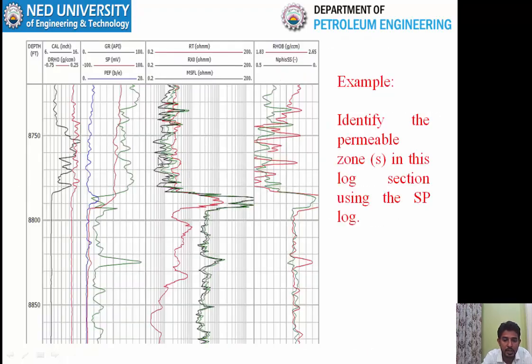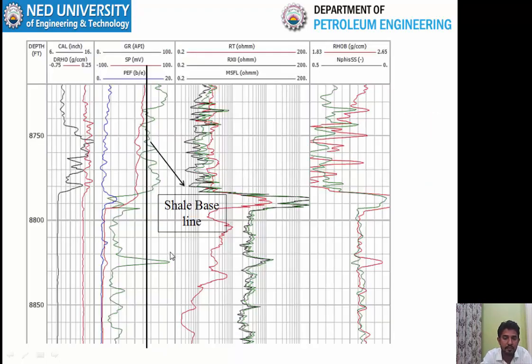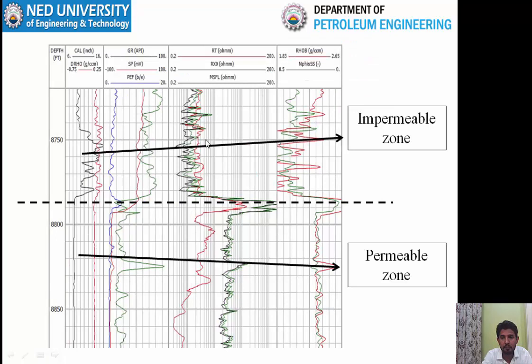So any deviation from this shale baseline will indicate a permeable zone. A slight deviation will also indicate that this zone is permeable. Similarly, we will see that all zones which have the deviation, whether on the left or right side, will be permeable. In this case we have the deviation on the left side, we do not have any deviation on the right side. So all zones which have deviations are the permeable zones.